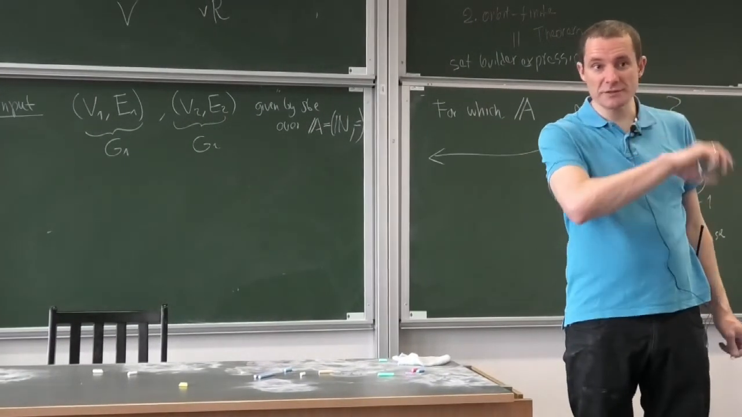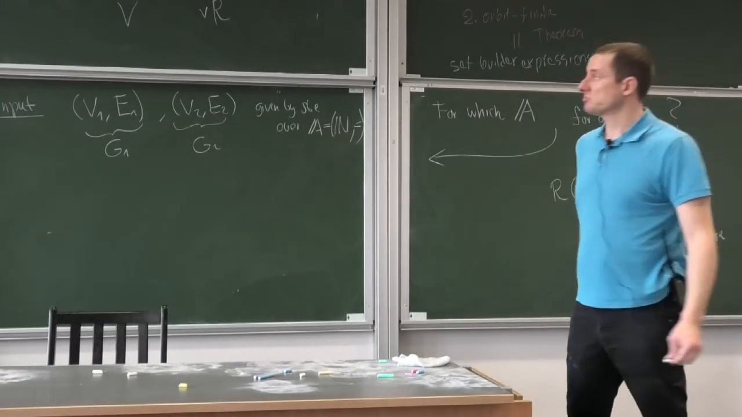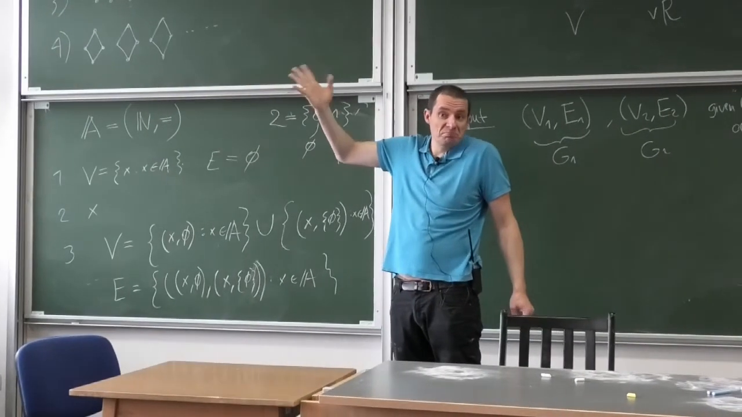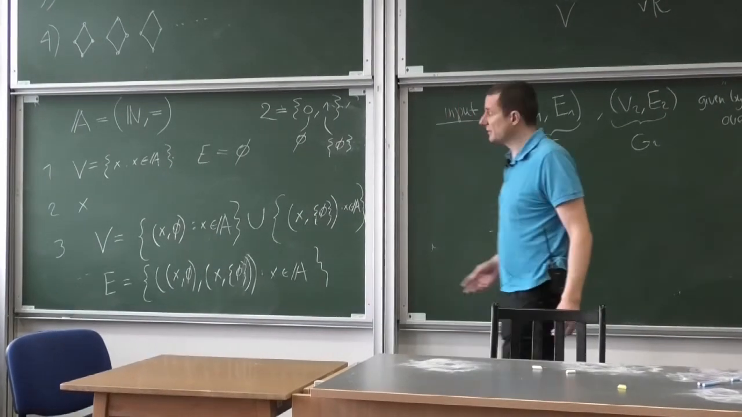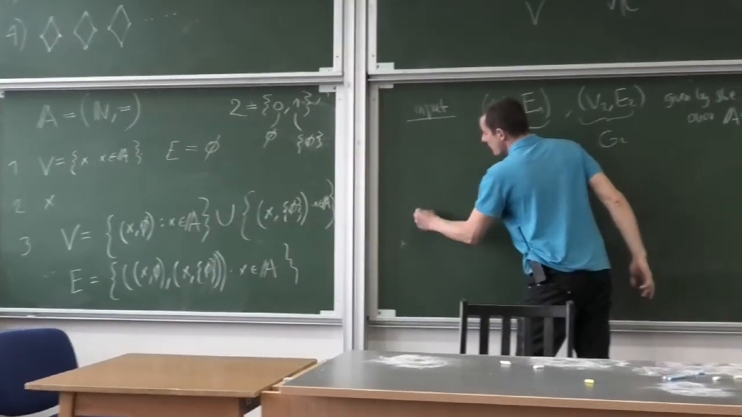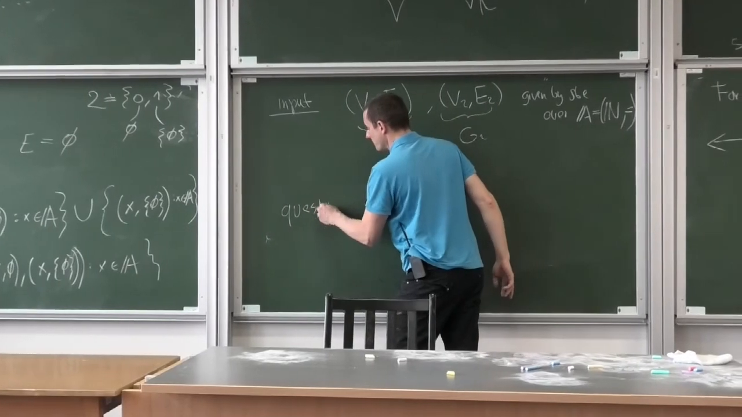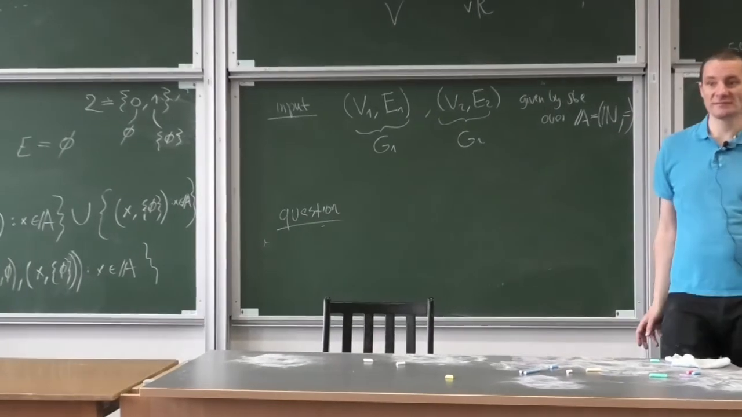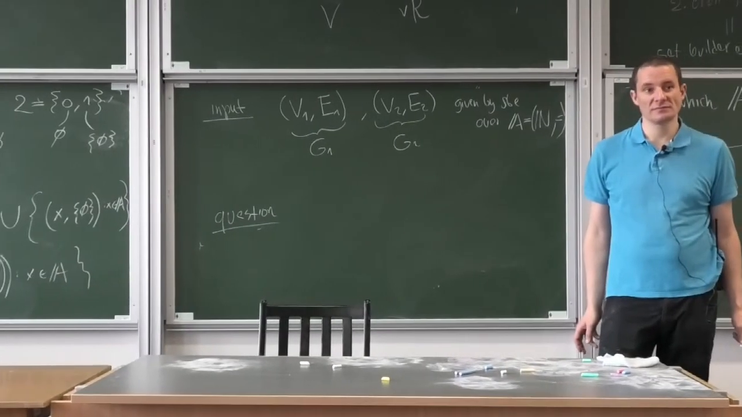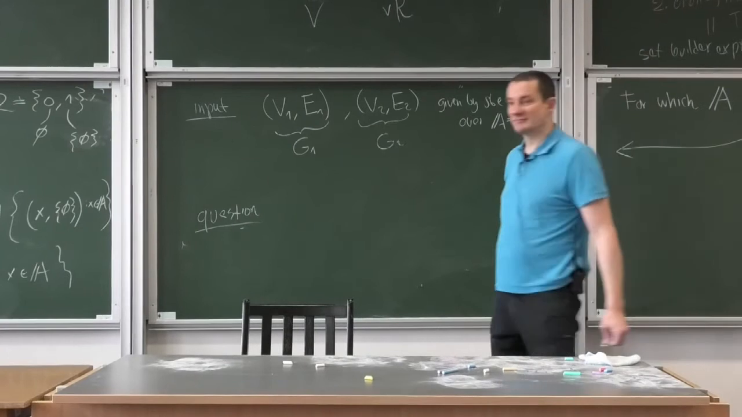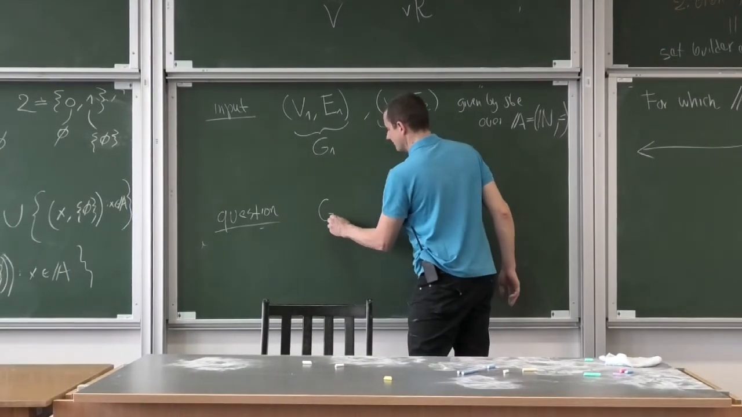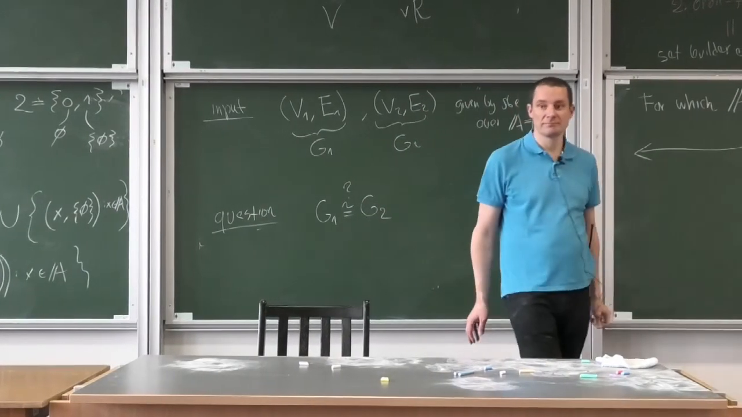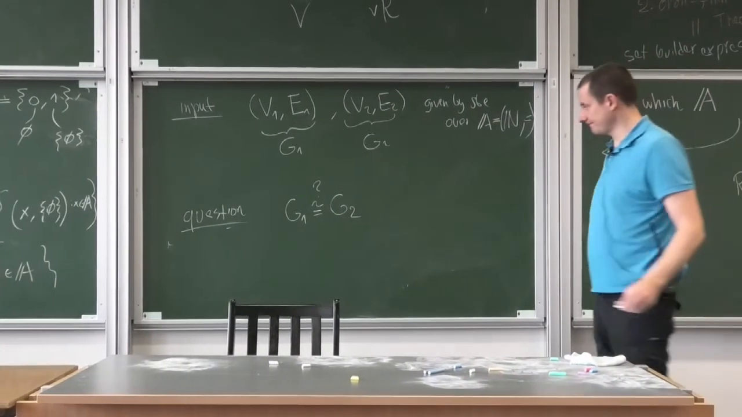So you're given 2 graphs by set builder expressions. So possible things you could have is 1, 3, and 4. But then there's other examples you can get. So what's a natural question to ask? It's an open problem.